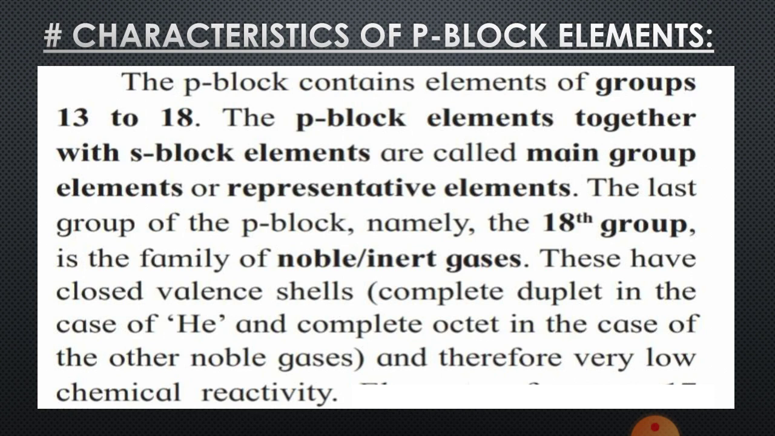The P block elements together with S block elements are called main group elements or representative elements. S block elements are present towards the left hand side of the periodic table, while P block elements are present on the extreme right hand side. So these P block elements plus S block elements are known as main group elements or representative elements.